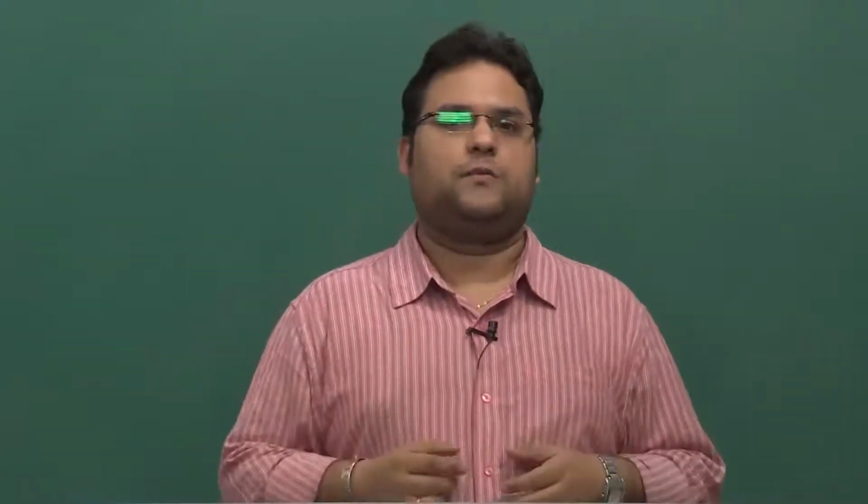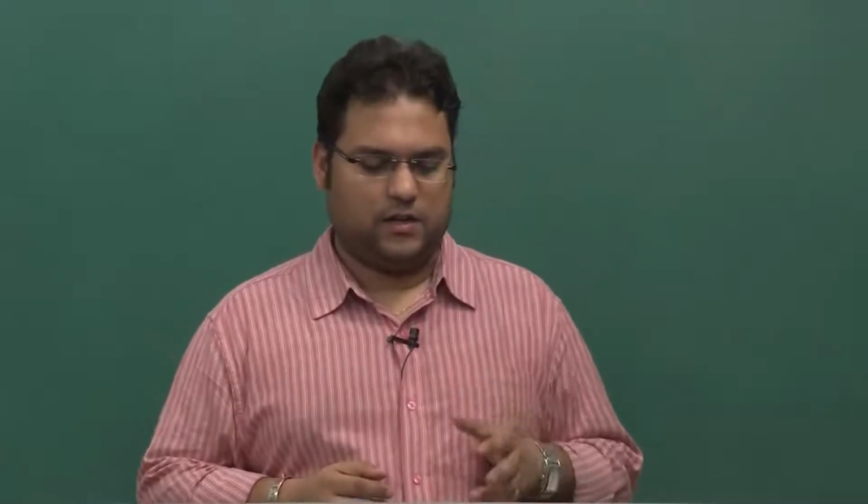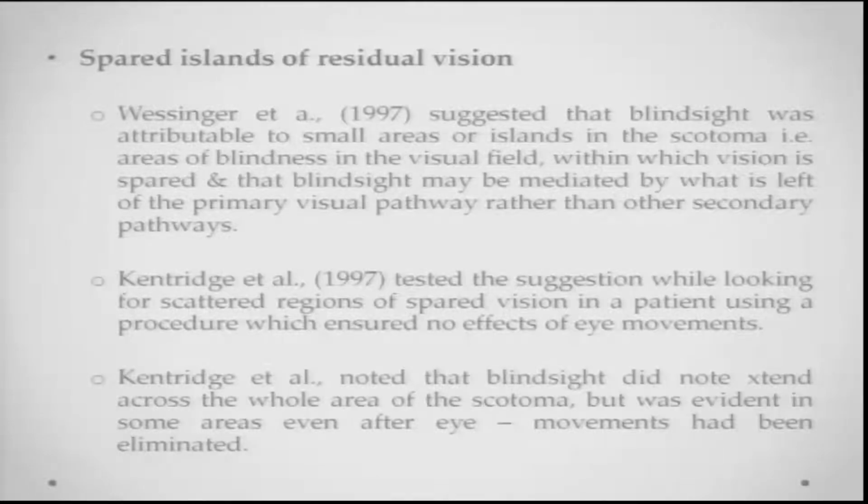Now, Kentridge and colleagues, on the other hand, tested this suggestion while looking for scattered regions of spared vision in a patient, using a procedure that ensured no effects of eye movement. So, Kentridge and colleagues basically wanted to test this proposal, and they went out and tested it with particular people. They noted that blind sight does not extend across the whole area of the scotoma, but was evident in only some areas even after eye movements had been eliminated.